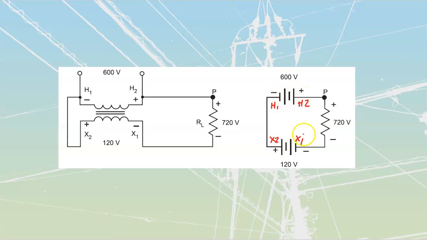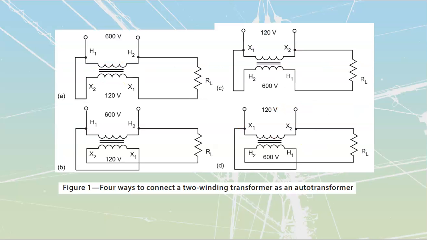And if you take a look at the configuration, you'll see that this is a series aiding configuration. In other words, it is going to be a boosting type of configuration. We have 720 volts on our output over here because of that 600 plus 120. And we have 600 on our input. So what is my actual transformer application? Well, so far what we have determined, and this is A that we're working on, is that it is boosting. They're aiding each other. And it is going to be a step up.